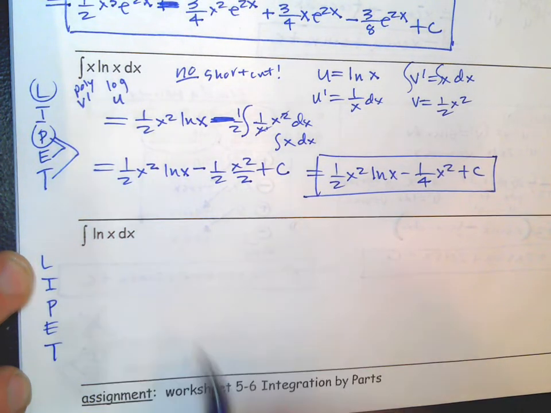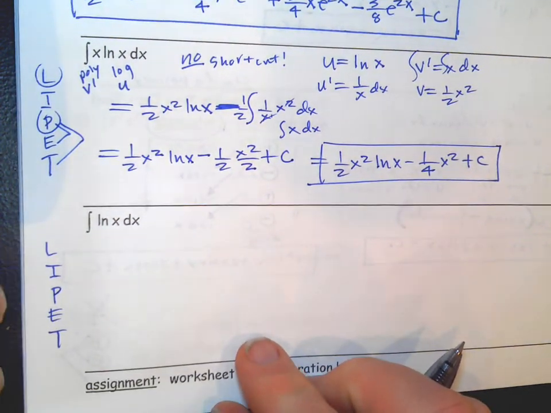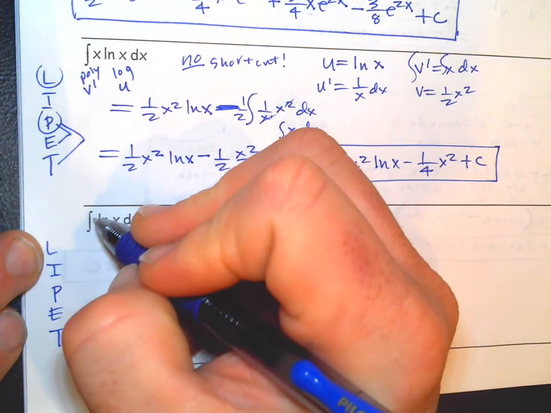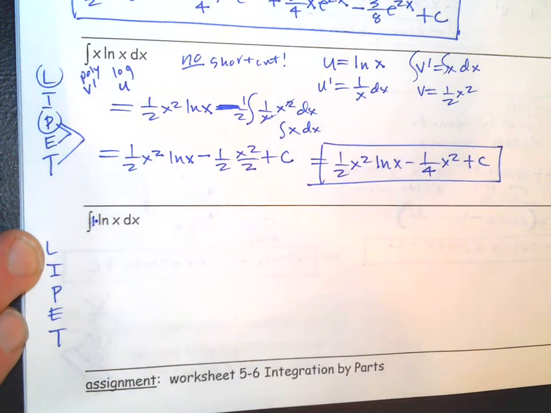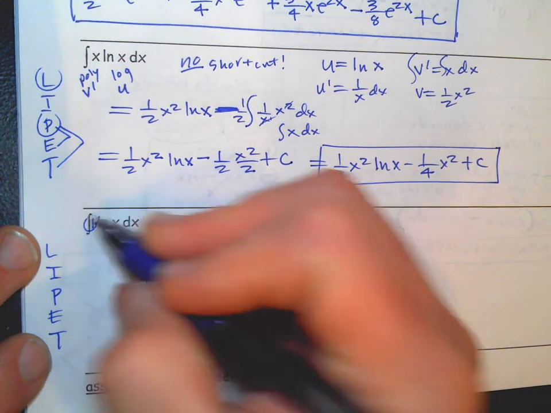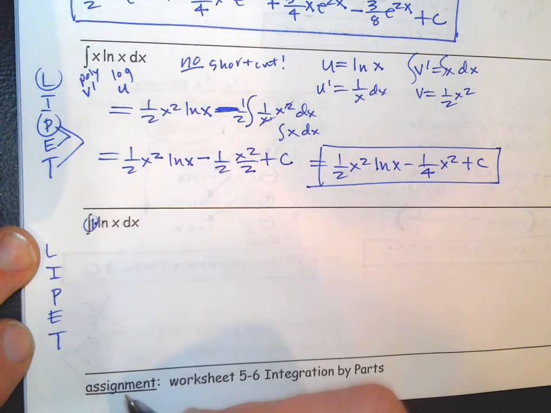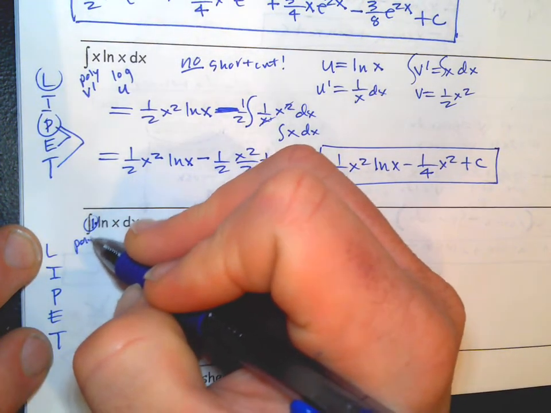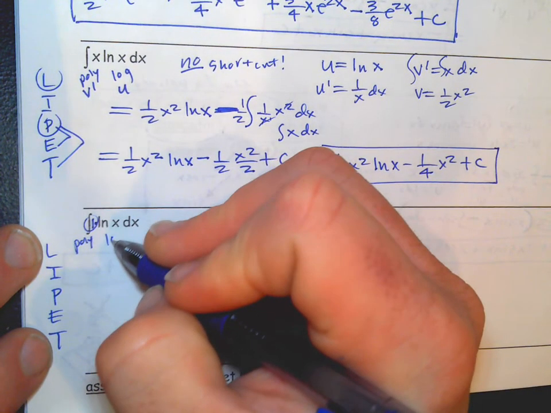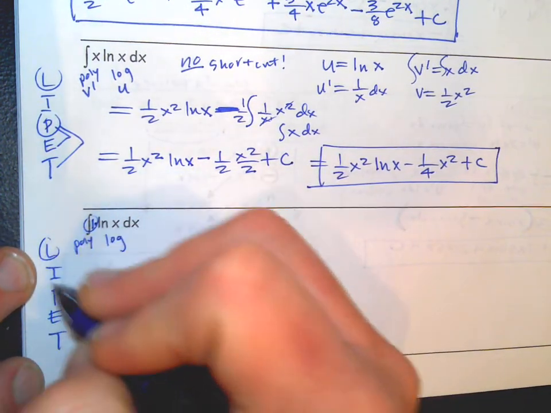Pause the video if you want to give it a shot. I'm going to tell you guys how to do it, so hopefully you've tried it. I'm going to think of it as 1 times natural log, right? Anything could be 1 times it. And what would 1 be in our LIPET list? That would be a polynomial of degree 0. I could call it polynomial. And then we got log. So we got polynomial-log.